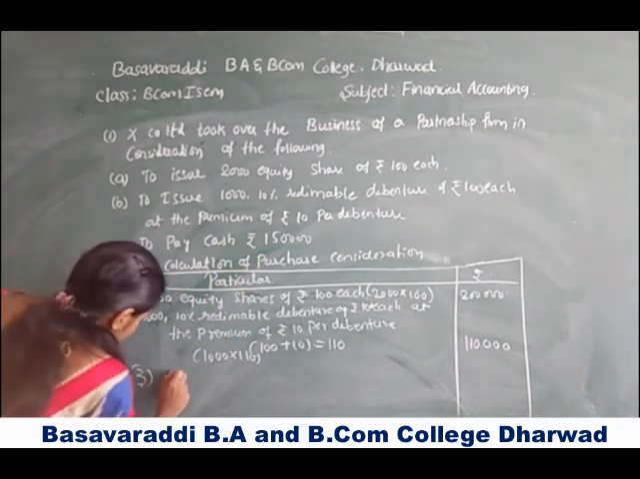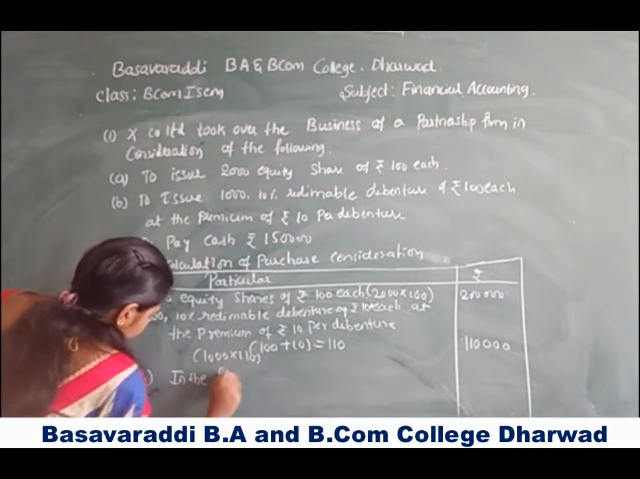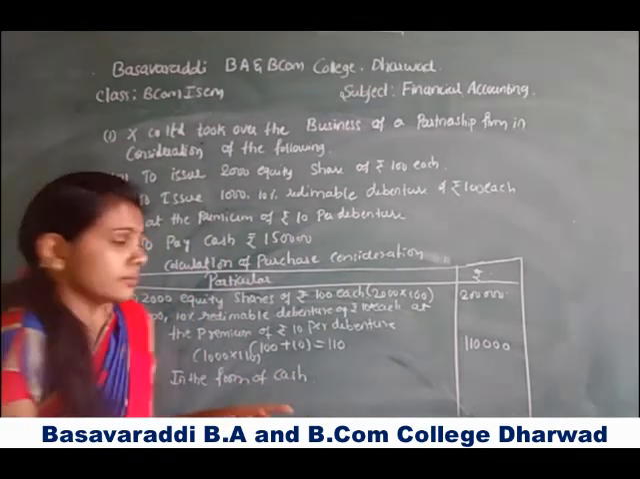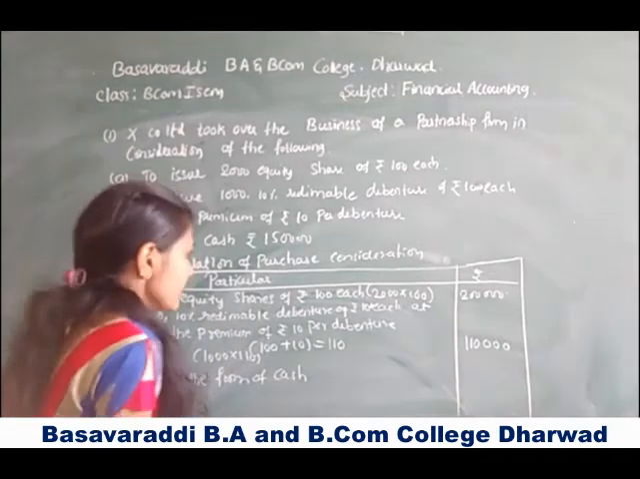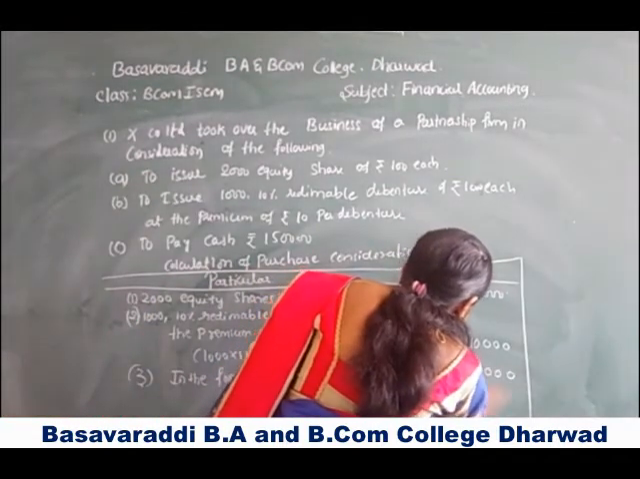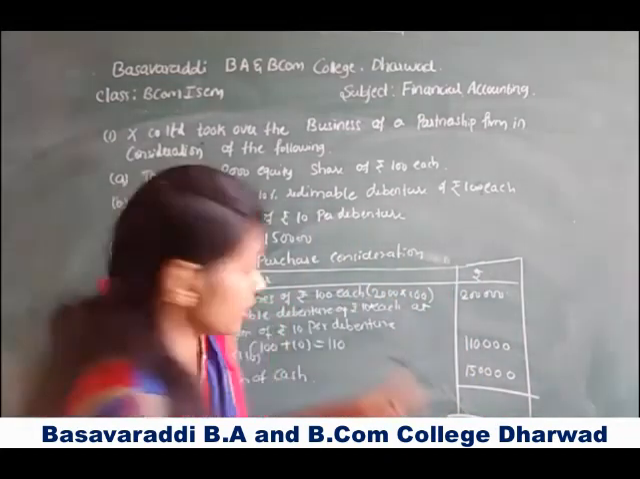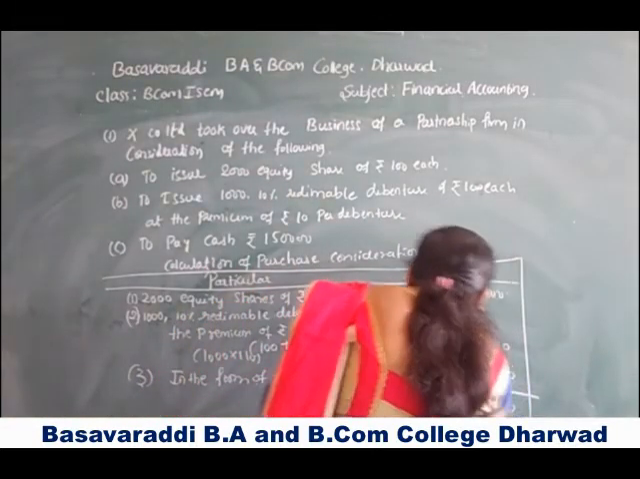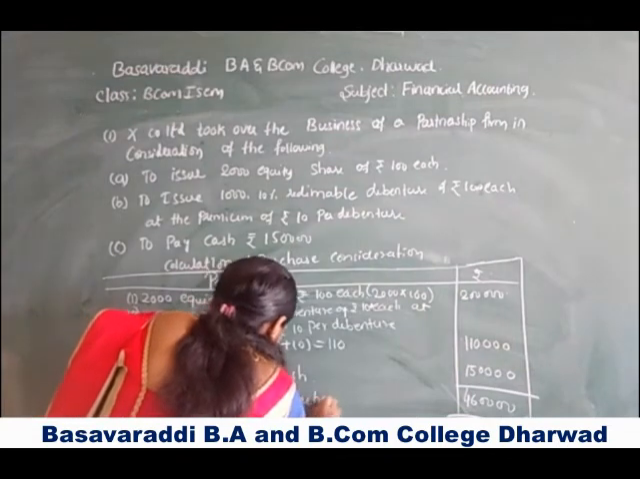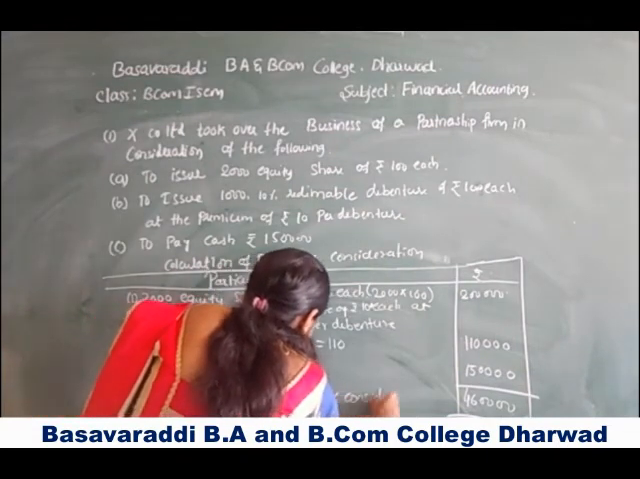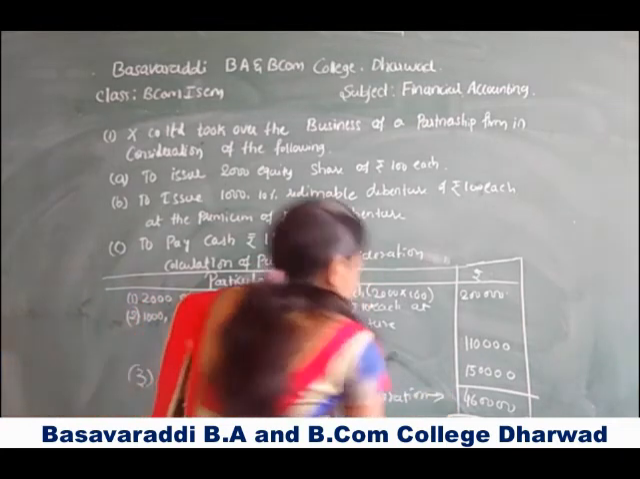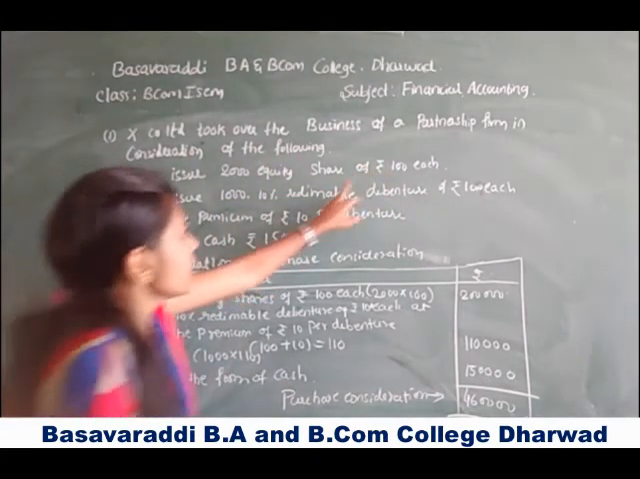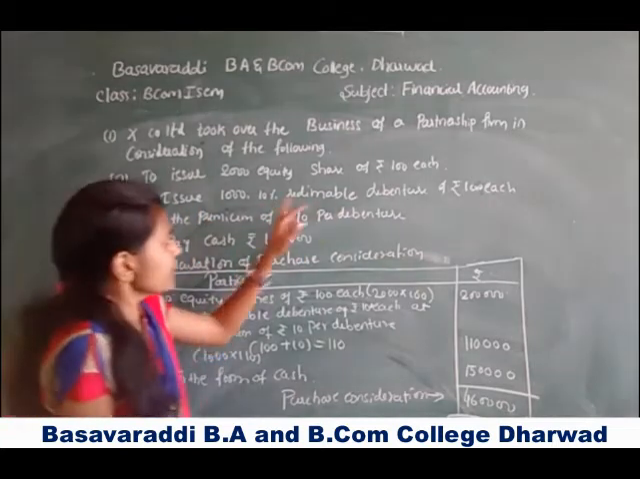Third, in the form of cash: 1,50,000. Now 2 lakh plus 1,10,000 plus 1,50,000 is equal to how much? 4,60,000 is the purchase consideration amount.